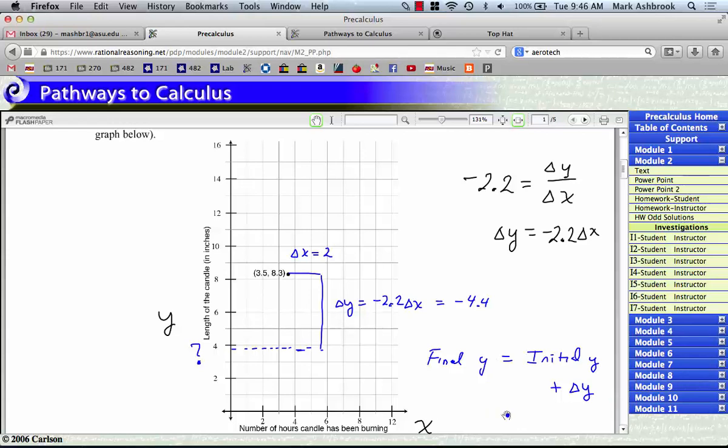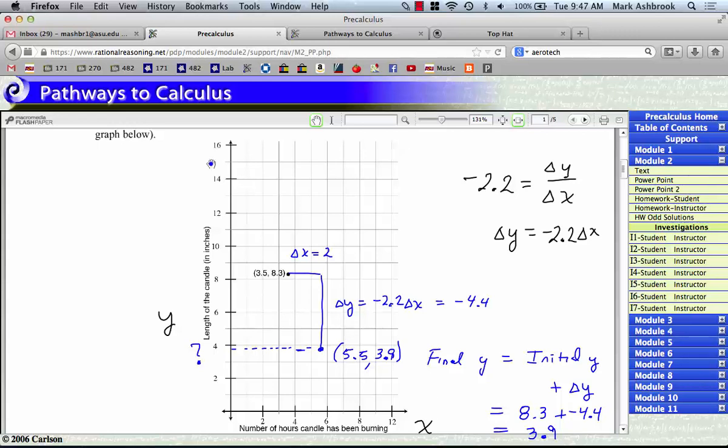So what was our initial value of y? 8.3. What was our change? Negative 4.4. Therefore, our final value is 3.9. Is that showing up on the screen? Good. So there's our final value. We started at 3.5, we add the change of 2, so we got to 5.5 hours, and the candle is 3.9. Okay, so we're going to use this.